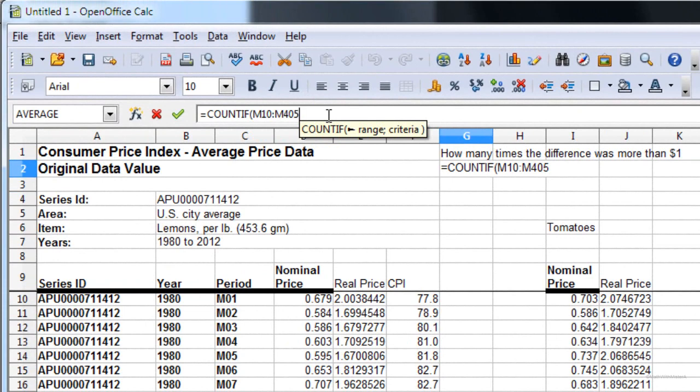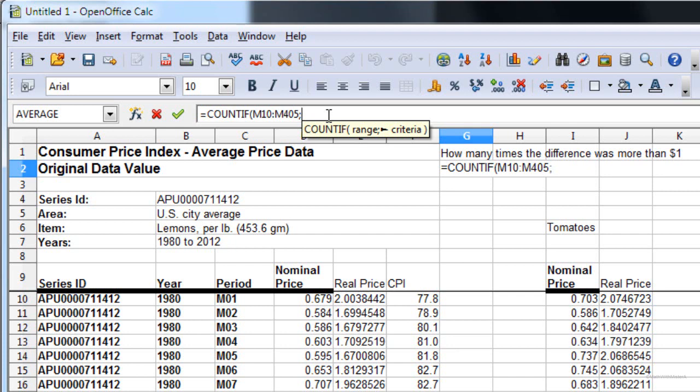If you're using OpenOffice, it's going to be a semicolon. If you're on Excel, it's actually just a comma. So be careful of that difference. It's one of the few small differences between these two spreadsheets.